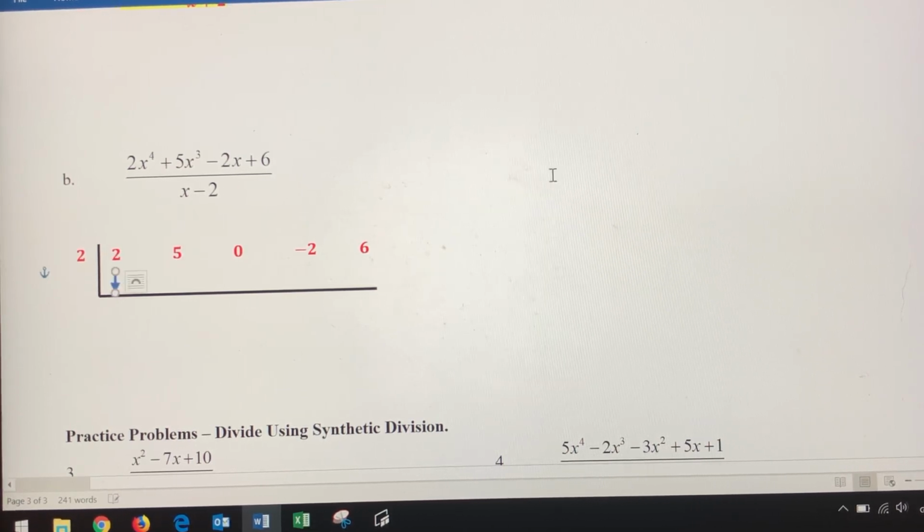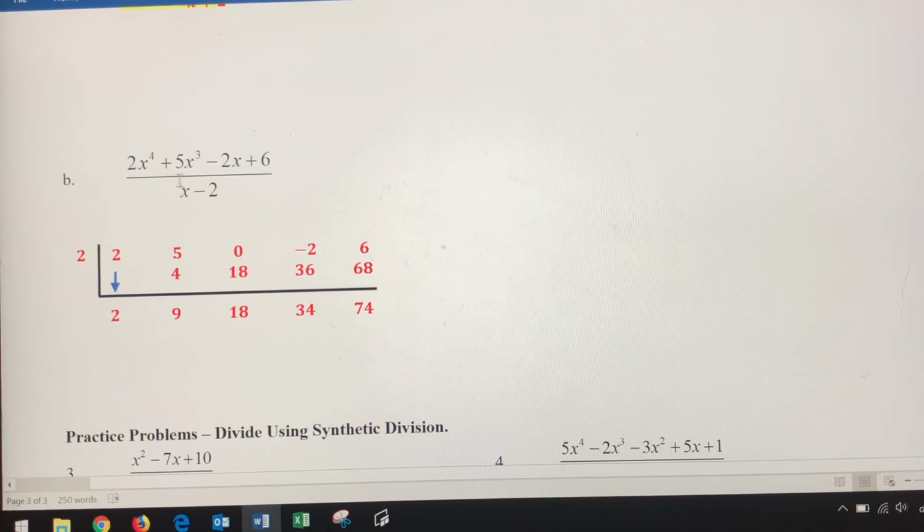Same thing. We're going to bring down the 2. We're going to multiply 2 times 2. We get 4. We sum those two values together and we get 9. Continue the pattern. 2 times 9 is 18. Sum those two values, you get 18 again. Multiply 2 times 18, you get 36. Sum those two values, -2 plus 36 is 34. One last time, 2 times 34 is going to be 68. When I add those together, I get 74.